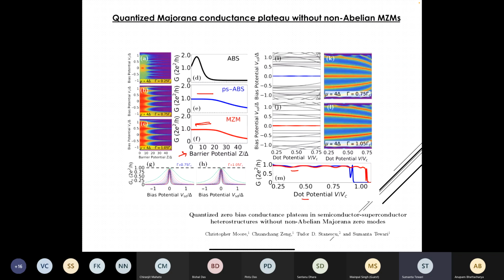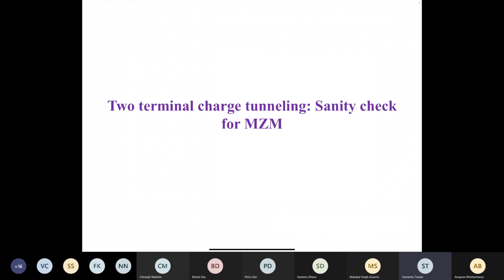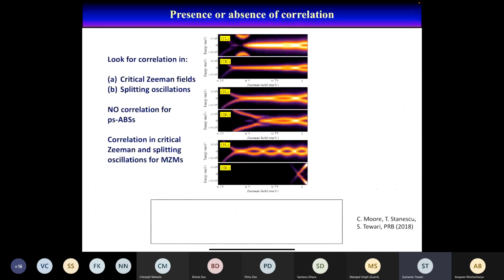Now the question is, is there a way you can disentangle these quasi-Majorana or partially separated Andreev bound states from the topological Majorana? This is an experiment where you can do that. It turns out you can with existing state-of-the-art experiments. You can of course do these interference experiments, Aharonov-Bohm type experiments and so forth, but those are much harder. But in order to use whatever we have, one can do two-terminal charge tunneling. I don't have time to discuss this, but let me just briefly mention the gist of the idea.